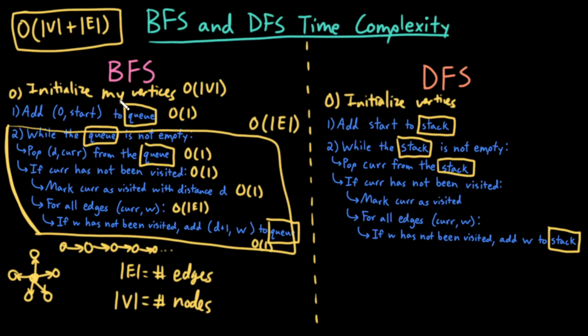So because it's the exact same algorithm with the exception of swapping out the data structure, but the data structure has the exact same worst case time complexity, DFS is also big O of V to initialize my vertices plus E, because I have to theoretically do a constant time operation for each of my big O of E edges.